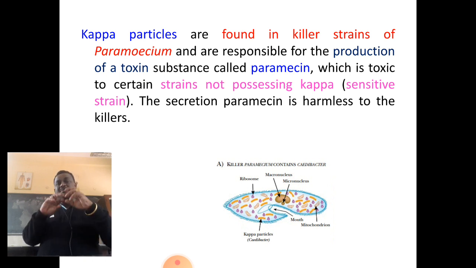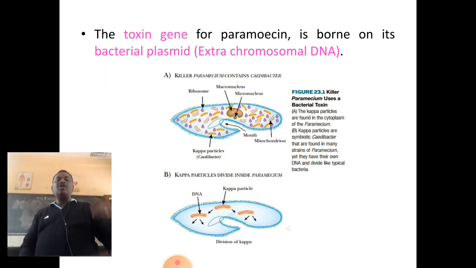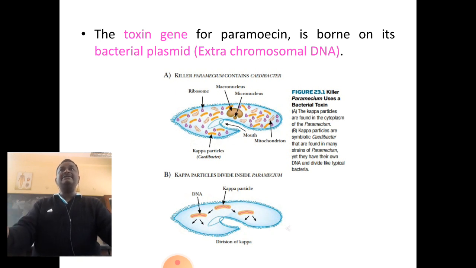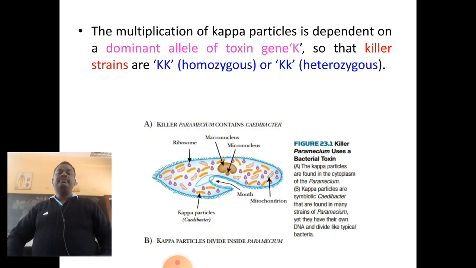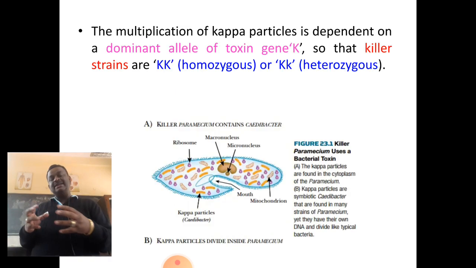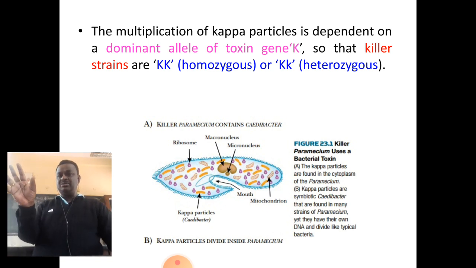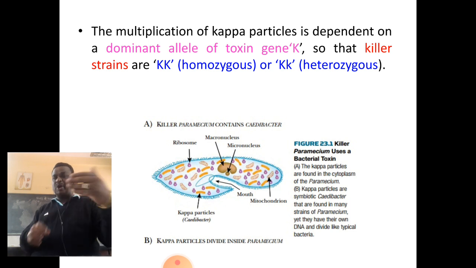At the same time, paramecin production is seen in the killer strain with the help of Kappa particles or the Sedibacter, symbiotic bacteria. The toxin gene for the synthesis of paramecin is present on the bacterial plasmid DNA, which is nothing but an extra chromosomal DNA. Every particle of bacteria will have an extra chromosomal DNA called bacterial plasmid, which in turn has the toxin gene for the synthesis of the paramecin. So, paramecin production is dependent on the Kappa particles or Sedibacter, the symbiotic bacteria.